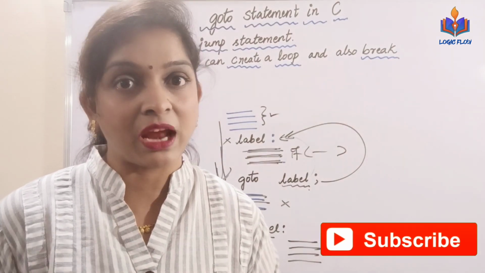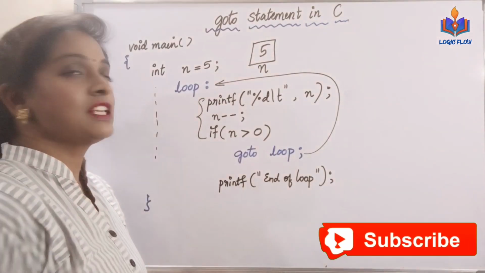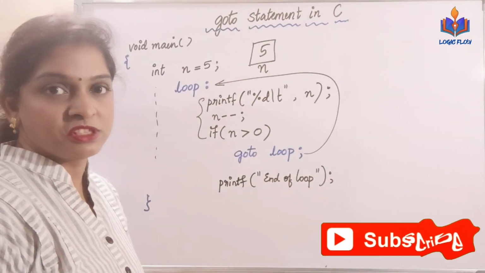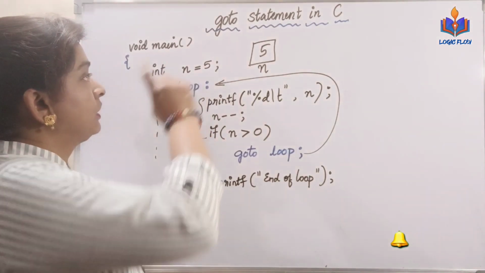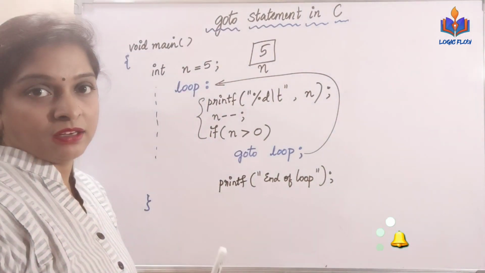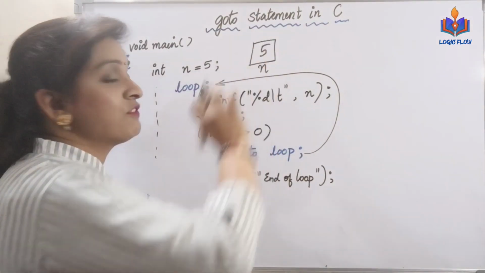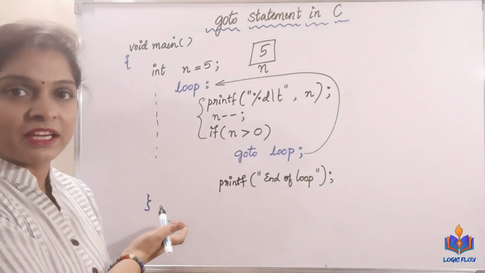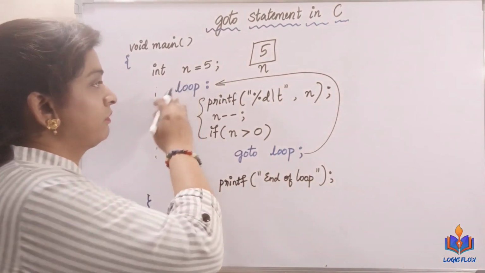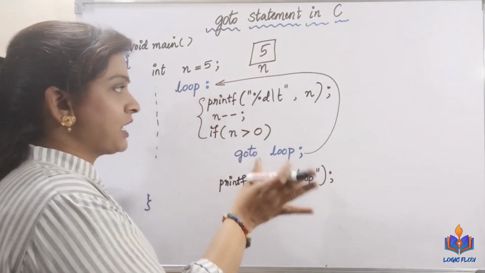So let us see a programming example now. So here is a programming example for goto statement. A very simple program to understand goto. So you have a variable by name n and the value 5 is initialized to it. In the sequential flow, the statements get executed one by one. Then you have the label, it gets executed.